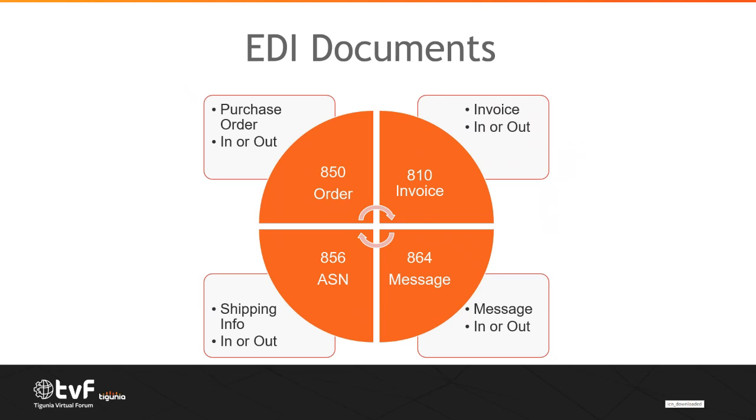Another common EDI document that is sent out is the 864, which is just a message. So you could just type in a full letter if you wanted to, multiple sentences, and just send it out in the 864 format, and it's for someone to read. So if you don't want to go through email, you could still go through EDI and send a message.